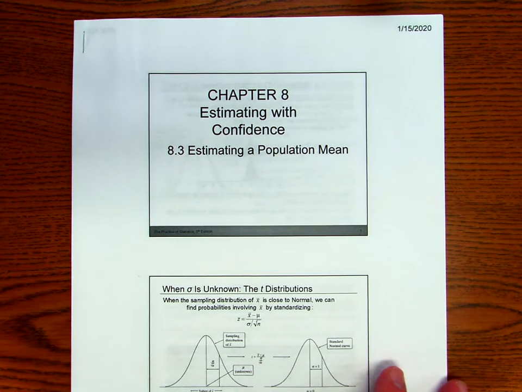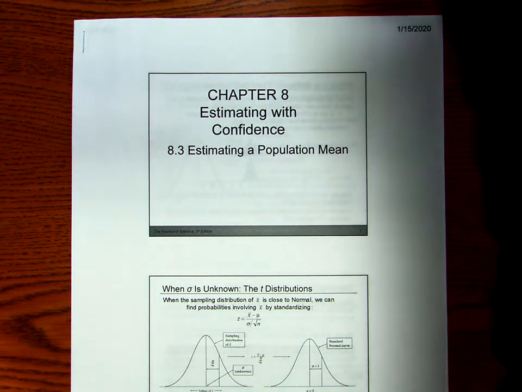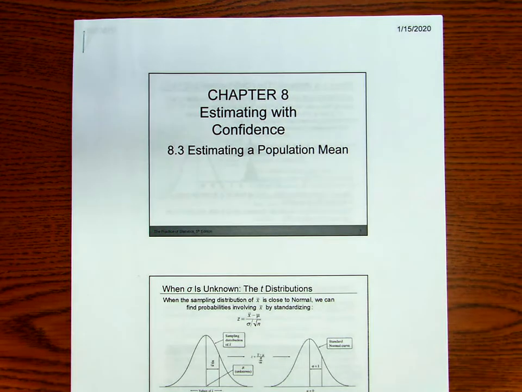All right, today is day one of section 8.3. Chapter 8 basically is confidence intervals. 8.1 was the introduction to what a confidence interval is. 8.2 was confidence intervals focusing on proportions. Now it's confidence intervals focusing on means. A little bit more going on with means and proportions.